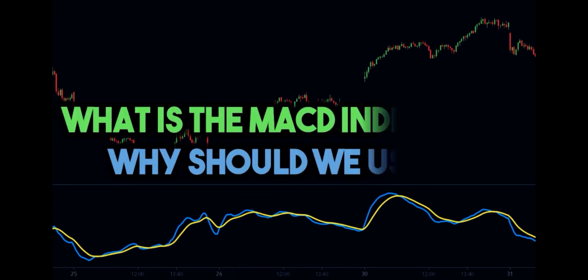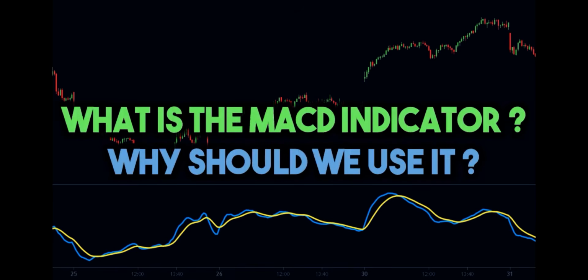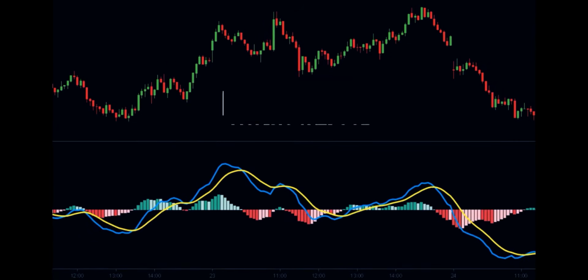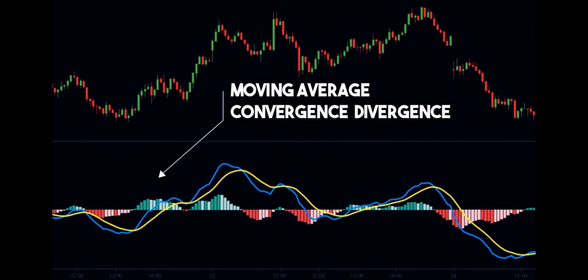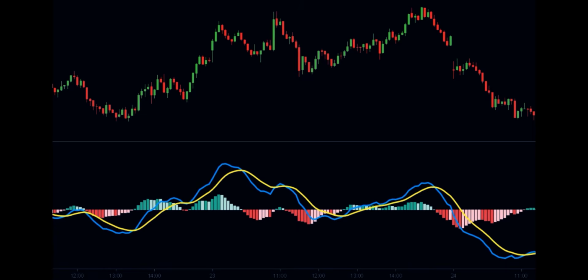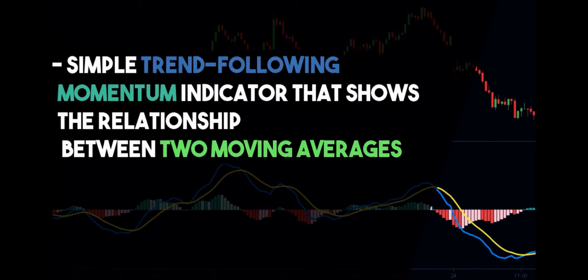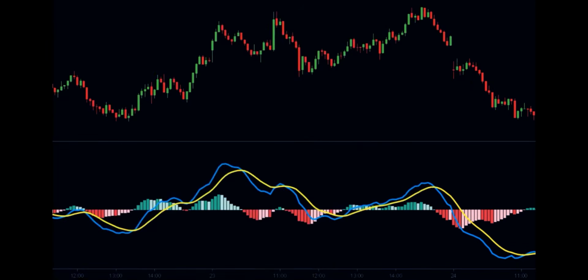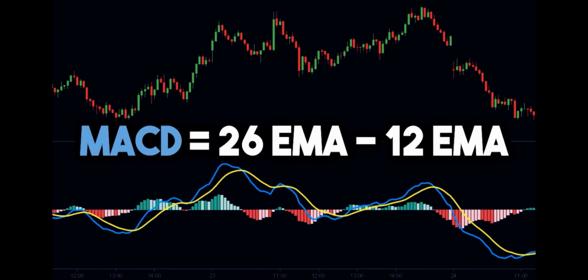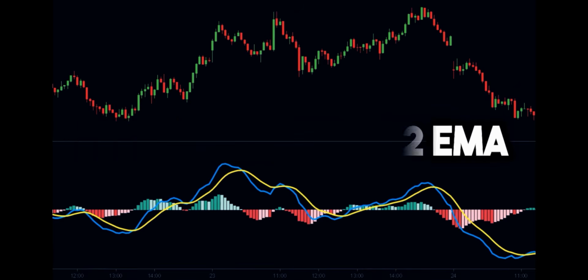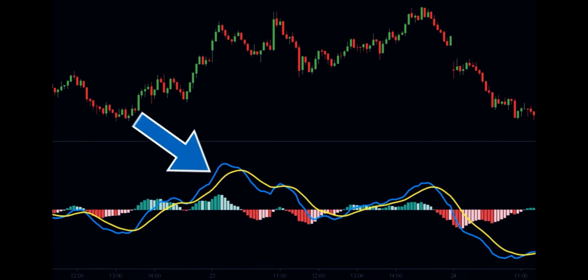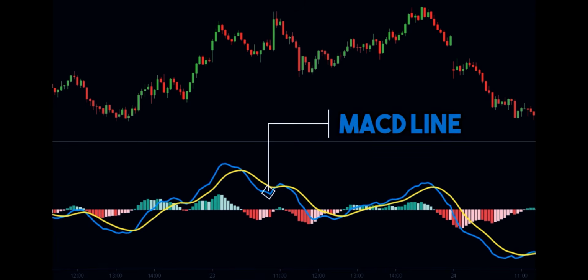Firstly, let us understand what the MACD indicator is and why we should use it. MACD stands for Moving Average Convergence Divergence. The MACD indicator is a simple trend-following momentum indicator that shows the relationship between two moving averages of the asset. It is calculated by subtracting the 26-period exponential moving average from the 12-period EMA. The result is plotted on the chart with the blue line. This is called the MACD line.